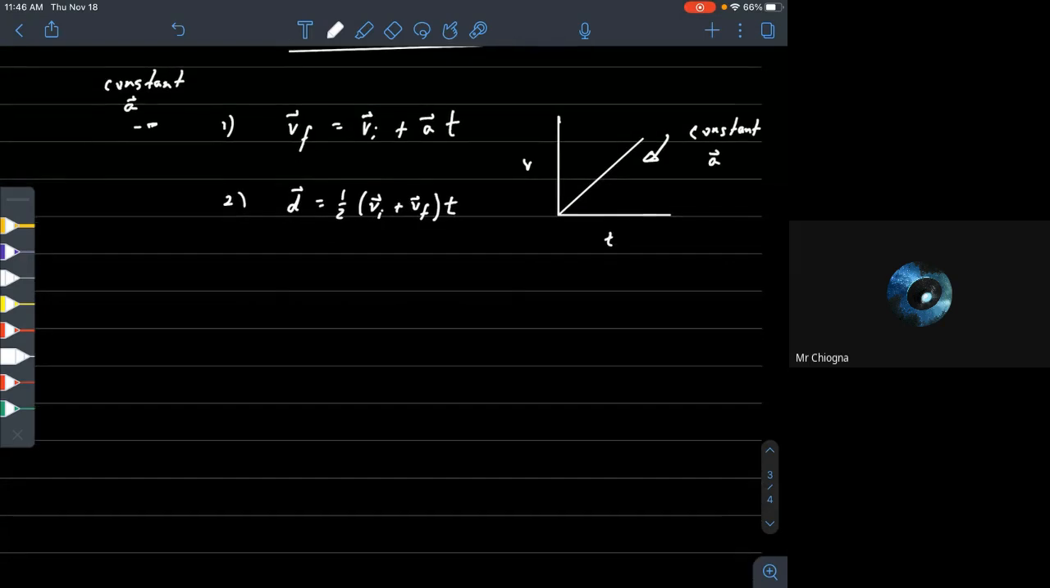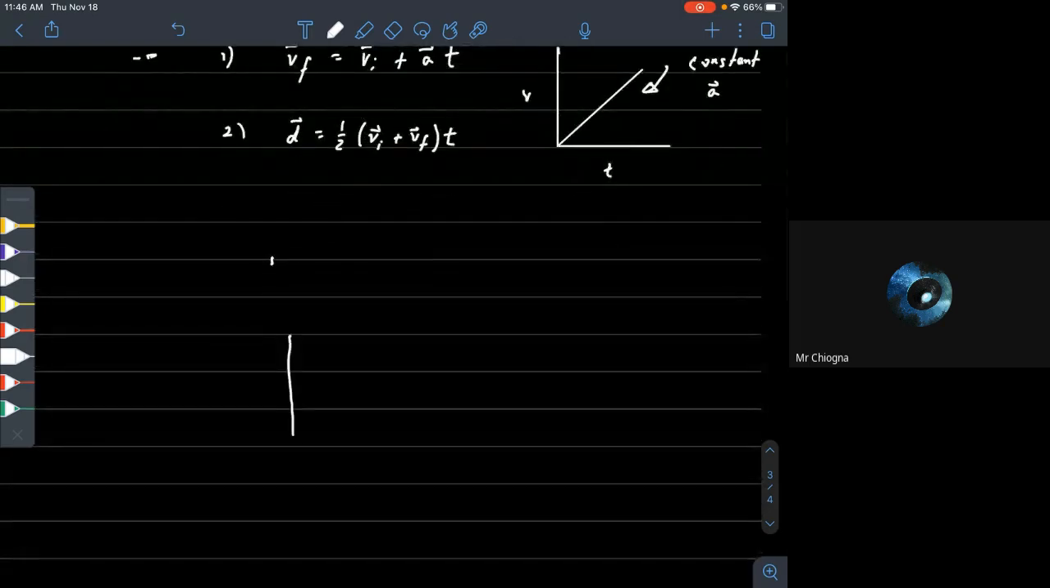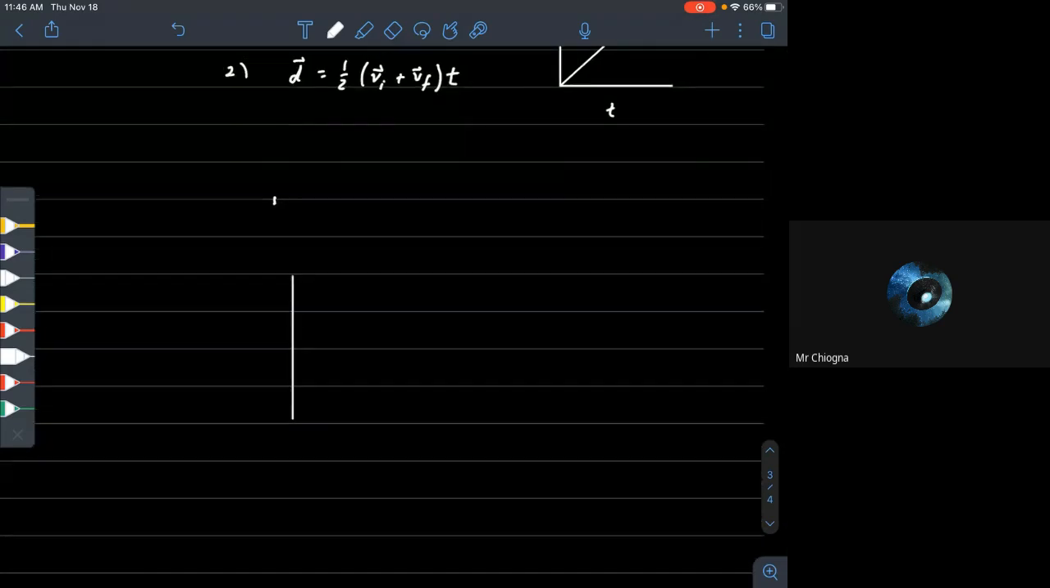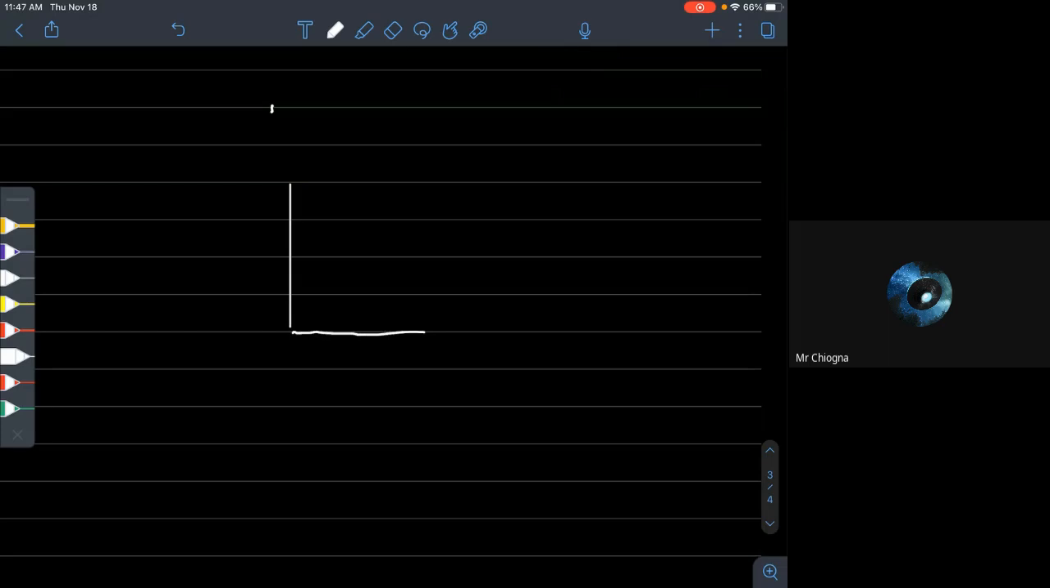Third equation. I'll add on to this in a second here. We're going to derive it. You should have read page 39. It's a different way of coming up with the same equation. Okay, so again, V versus T. This is your initial. This is your final point. So it represents here your final velocity there. Okay, the slope is equal to the acceleration A.